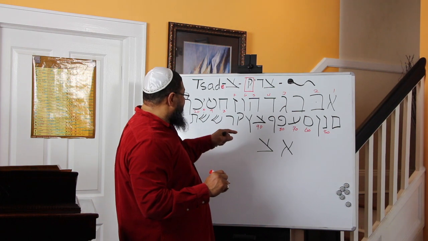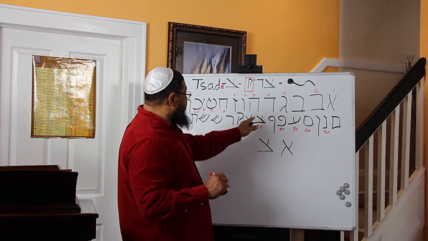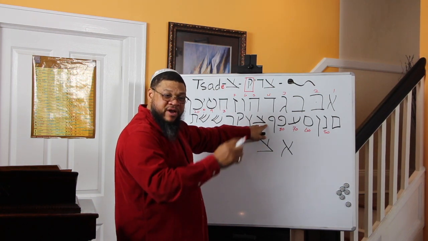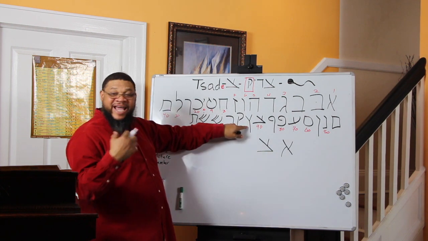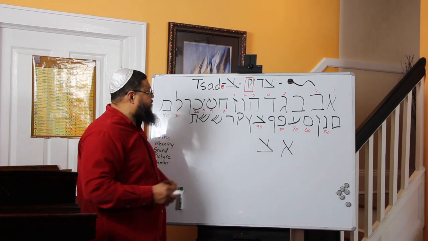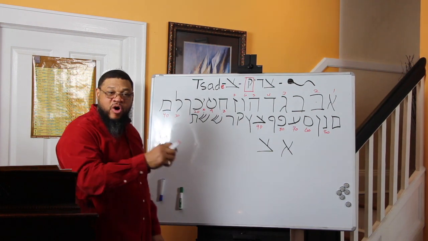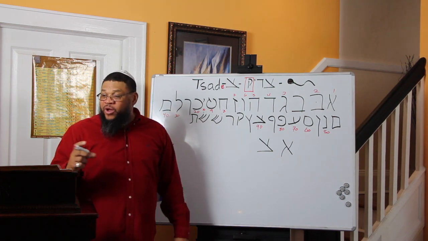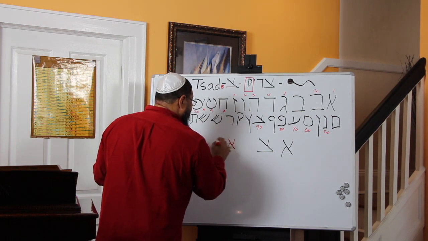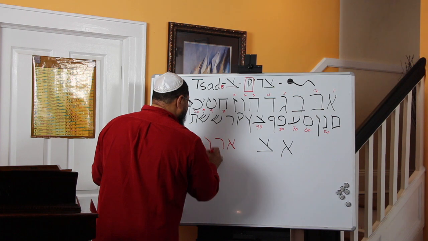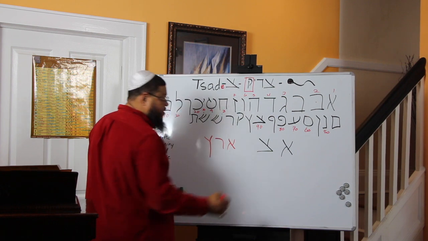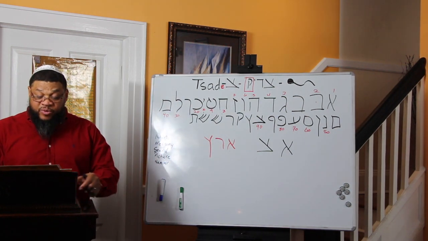And this Tsade has two forms. It has a form in the beginning or the middle of a word, and it also has a form at the end of a word. This is called the Sofit form. This form here is the Sofit form, and it is written at the end of every word. And a word that we all should know, what word is that?